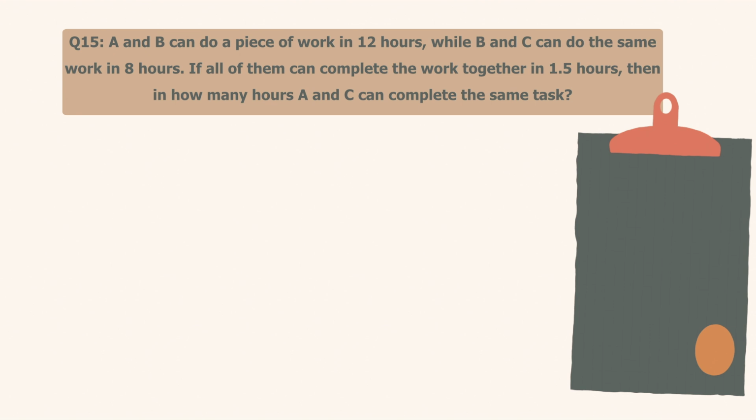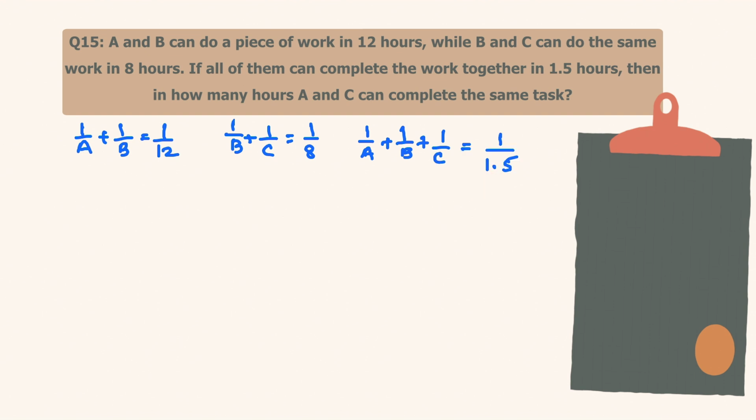Okay, I hope you have tried it. Now I'm going to try to solve it. It is given A and B can do a piece of work in 12 hours, while B and C can do the work in 8 hours. If all of them can complete the work in 1.5 hours, how do we write that? 1 by A plus 1 by B plus 1 by C. It is equal to, actually it should be 1 by 1.5, but it is weird to write 1.5, isn't it? So 1.5 is 3 by 2.